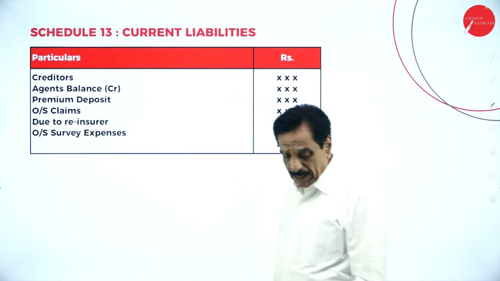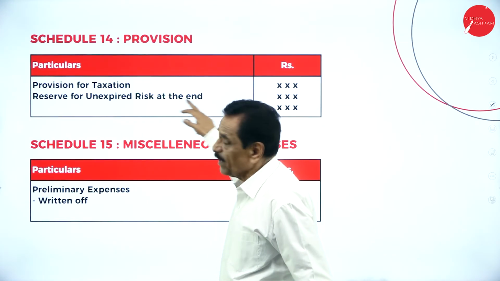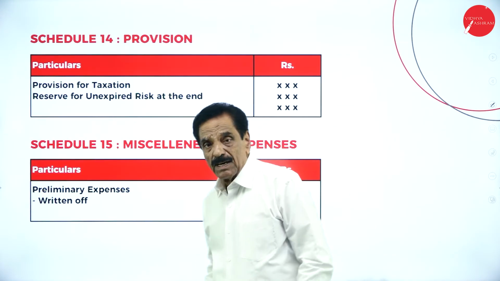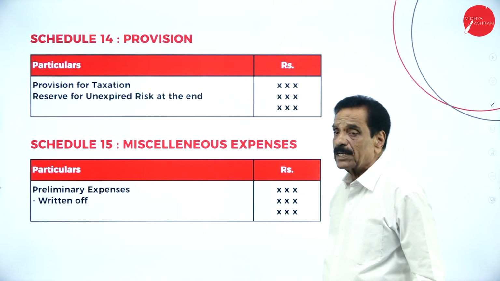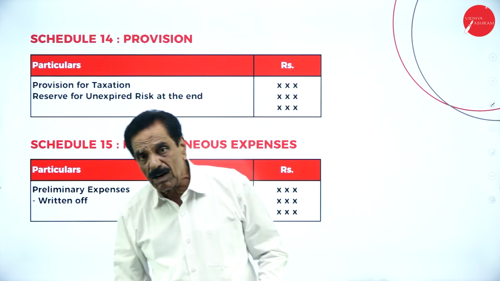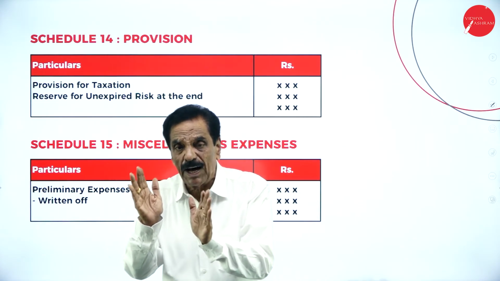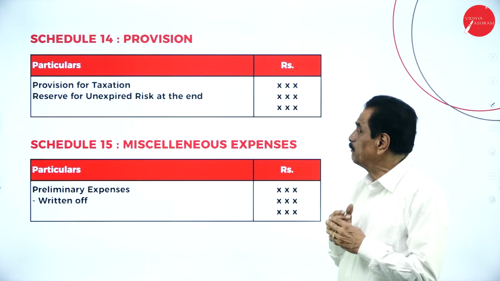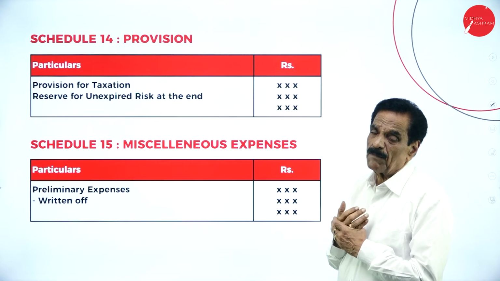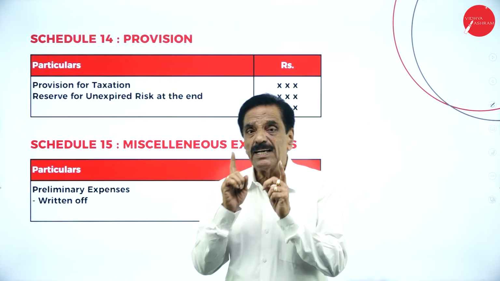Then outstanding survey expenses. Then provision for taxation from the trial balance. If the income tax paid is there, that should be deducted. Reserve for unexpired risks, that is from the revenue account. We keep aside about 50% in case of fire and accident, 100% in case of marine insurance. Which problem you are going to solve, that depends upon 50% in case of fire and accident and 100% in case of marine insurance.